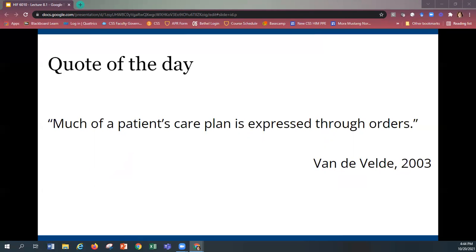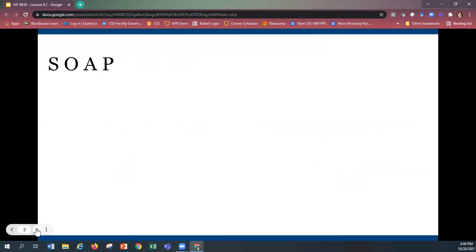The order in the healthcare setting is a foundational component of the way healthcare is delivered, and a majority of healthcare costs are determined by what the physician orders. So why is that? Let's explore this a little bit further.